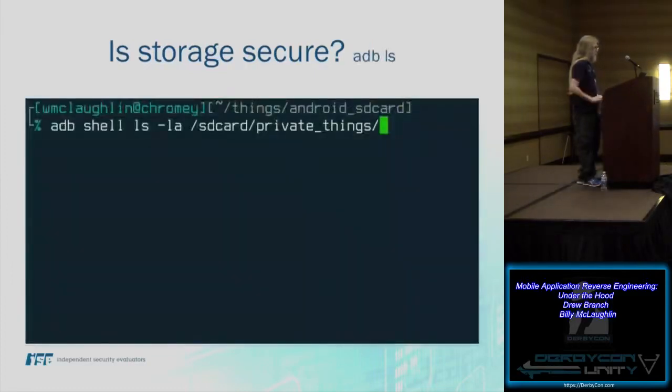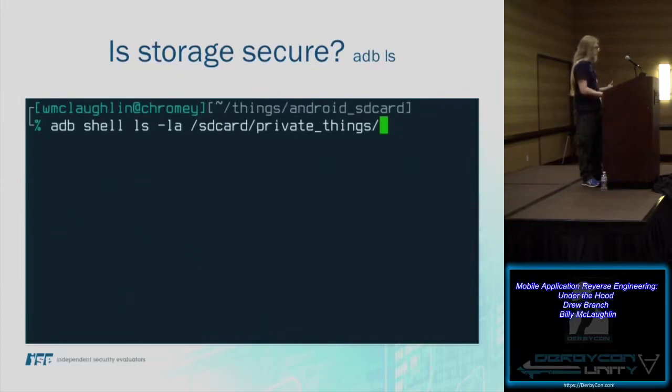All right, so first up, we want to see what is being stored by this application. This application stores files on the SD card in a directory called private things. What this command is going to do is use ADB, the debug bridge, and pass the shell command to it. Basically, what adb shell does by itself is give you a shell on the device. If you pass more parameters, as I have, it will actually execute that command on the device and print the output directly to your screen.